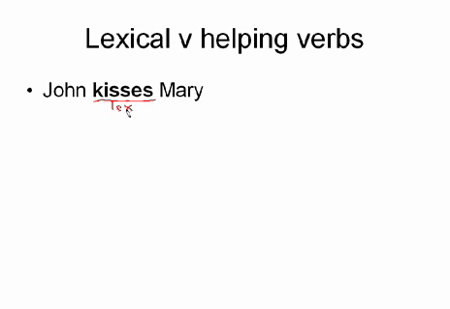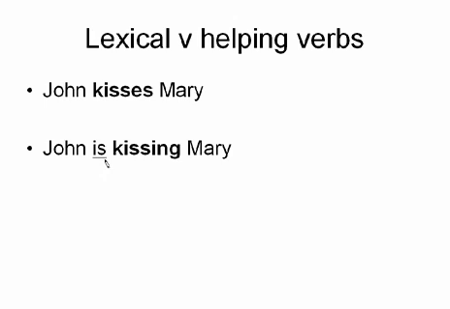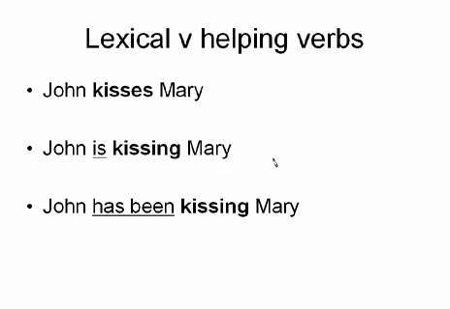Moving on to the lexical or the helping verbs, if we take the same example, John kisses Mary, because there's only one verb, then it is lexical. In this situation, there are two verbs in the predicator. This one carries the meaning of what is taking place in this clause. So this is the lexical verb, and this is a helping verb. If we continue here, this is the lexical verb, this is a helping verb, and this is a helping verb.